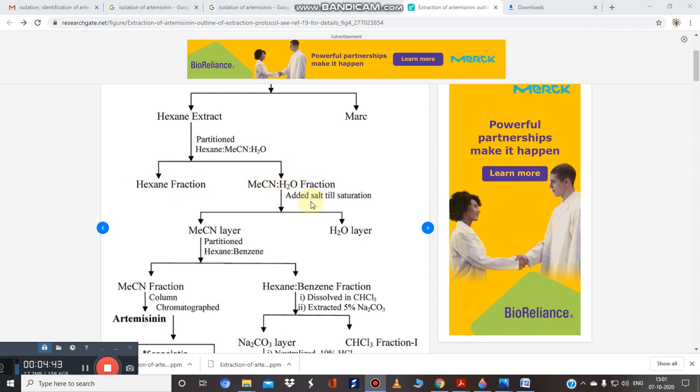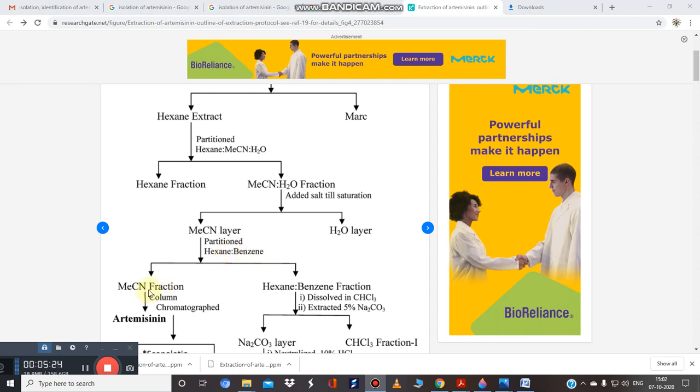And we will add a salt, a simple NaCl, until saturation. With the help of this salt we will be able to separate the water, because the salt will easily dissolve in the water, and again two layers will be formed, and we will work on our methyl cyanide layer. I think this is clear. Then this methyl cyanide layer is again partitioned, using a separating funnel again, with the help of hexane and benzene.